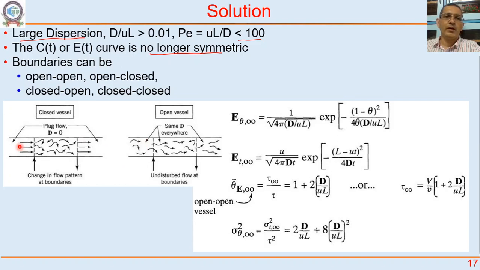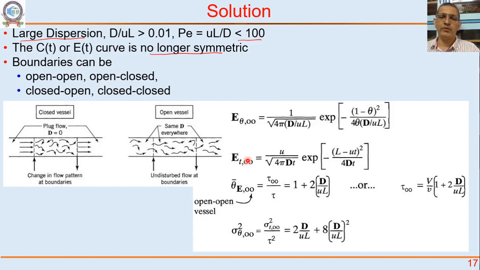Right? I'm just going to give you some expressions. We are not going to derive them. That's not in the scope of this lecture. E theta for open, this kind of situation. So most of the time vessels will be open, because dispersion can happen before the tracer enters the reactor, and dispersion can happen after the tracer has left the reactor. So E theta open would be given by this expression.